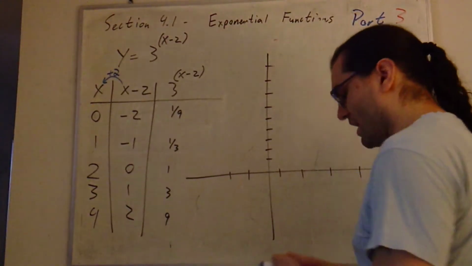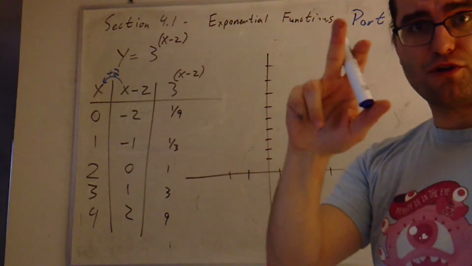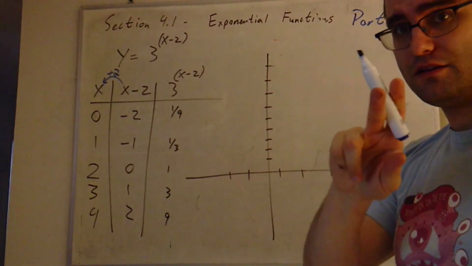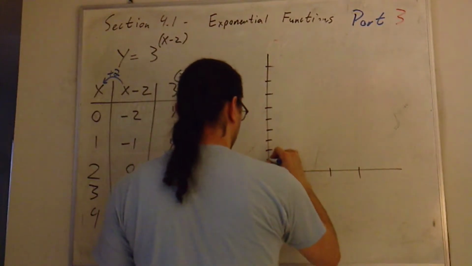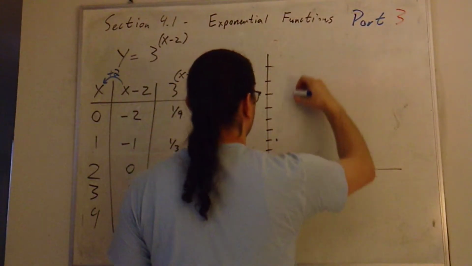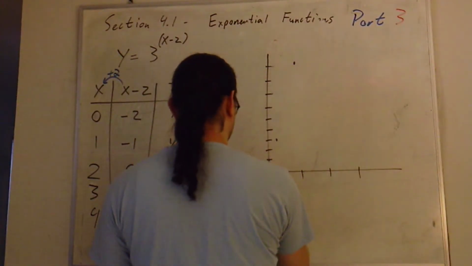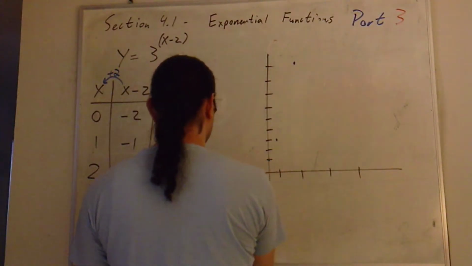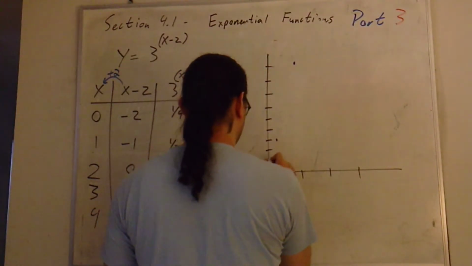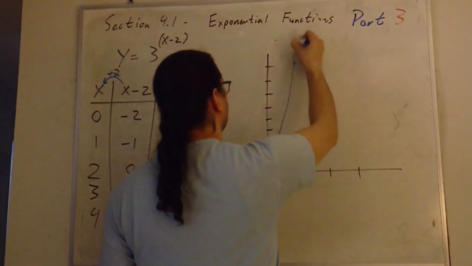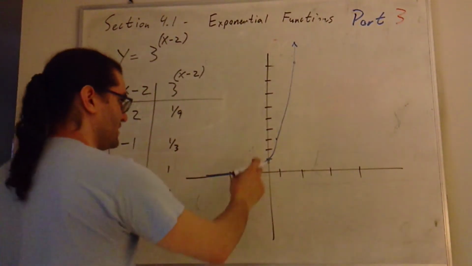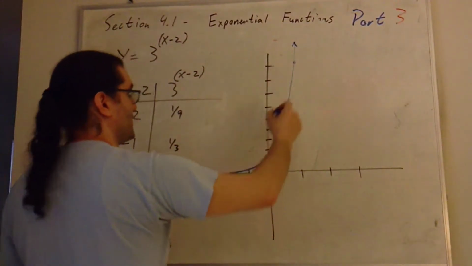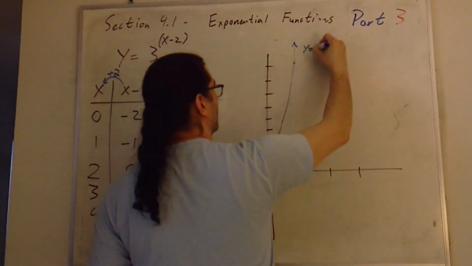As usual, I'm going to draw the base unedited standard issue function in blue. It's going to go through here, and then 3, and then 9, and 1/3, and 1/9. So the standard issue unedited base function looks like this. Still has its horizontal asymptote at 0, still has its intercept at 1. This is the base function, y equals 3 to the x.